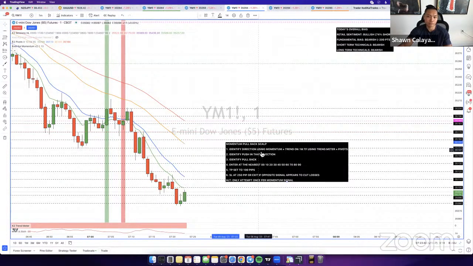Doesn't have to be a big direction, just needs to be direction. So direction of momentum, direction of trend. Once you confirm that, you're good. Look for a push in that direction. Doesn't have to be like 100 pips, doesn't have to be 200 pips, doesn't have to be 1,000 pips. It just needs to be a push in that direction.